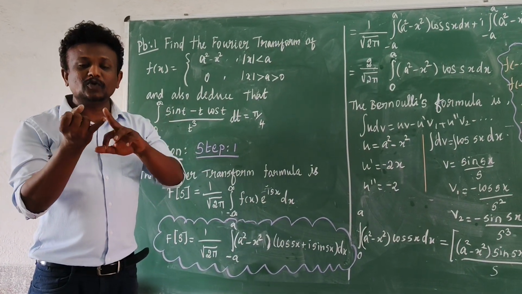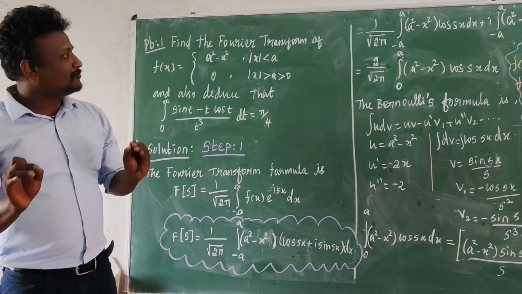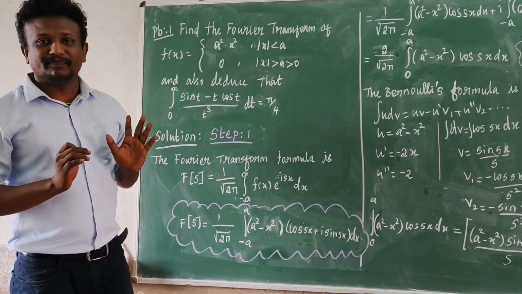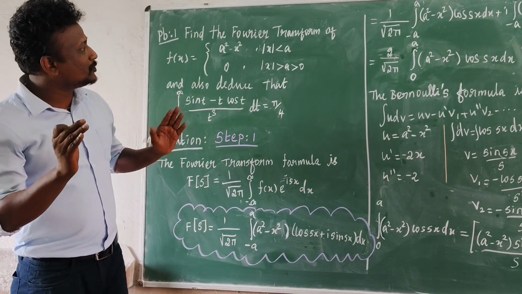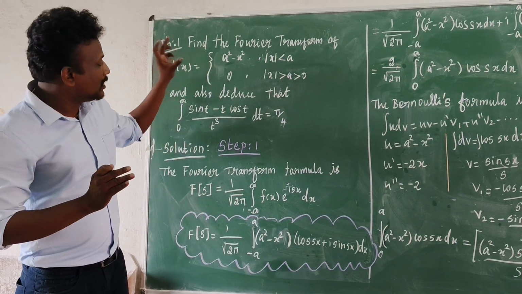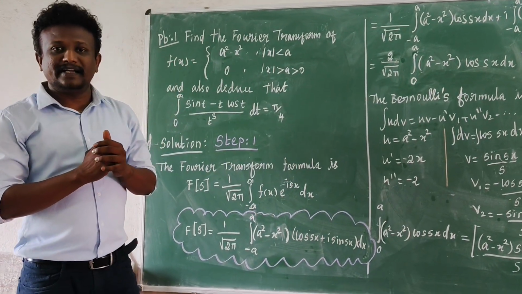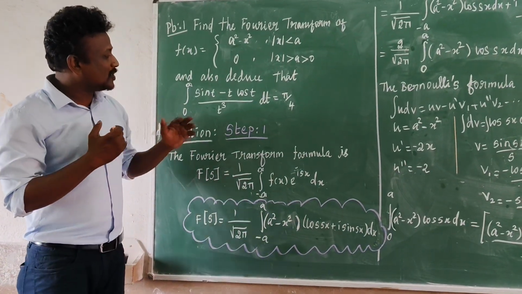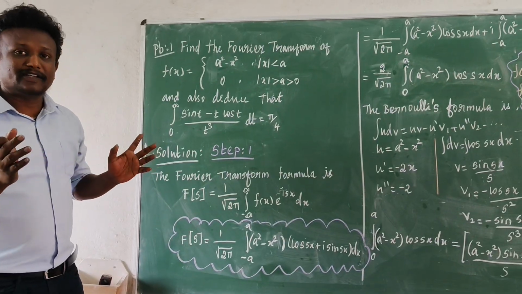So here we have two steps. In step 1, what are we going to do? We are going to find out what the Fourier transform is, okay? In step 2, what are we going to do? We are going to figure out how to deduce this result with the help of the Fourier transform, right? So let me break this concept down to understand how it works, step by step.